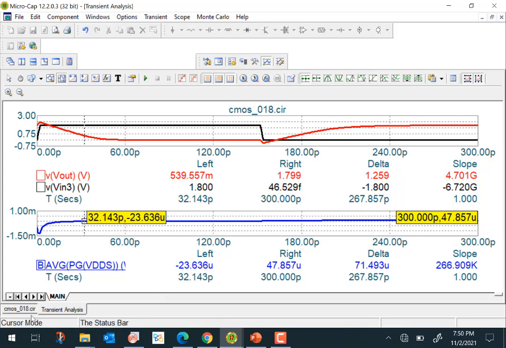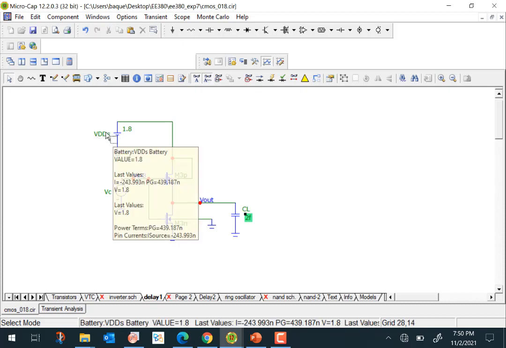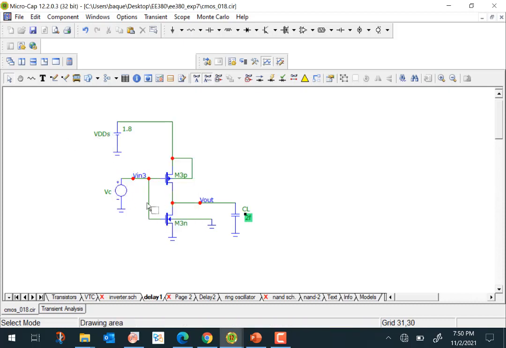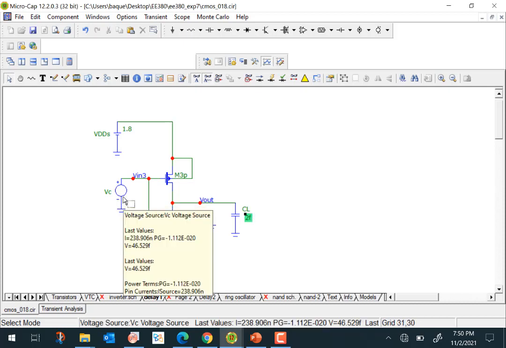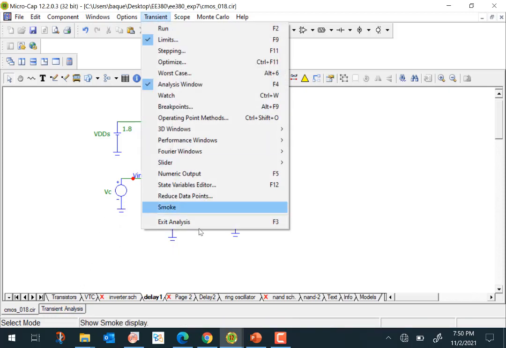So what you can do is, besides the delay, you can also study how the power dissipation changes with the load capacitor. You can also vary, for example, VDD here, or you could vary the frequency here, and you can explore how dynamic power dissipation changes with VDD, with the load capacitor, and with the frequency of the applied signal. Okay, so that's the other part that you can explore here.